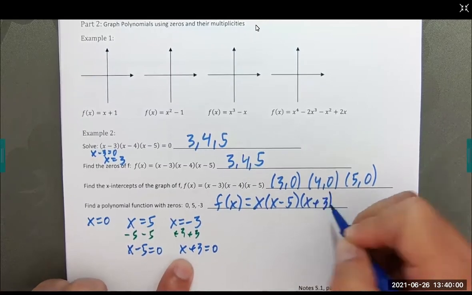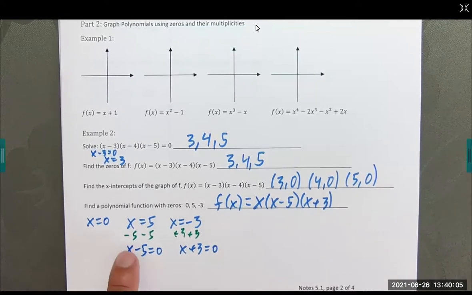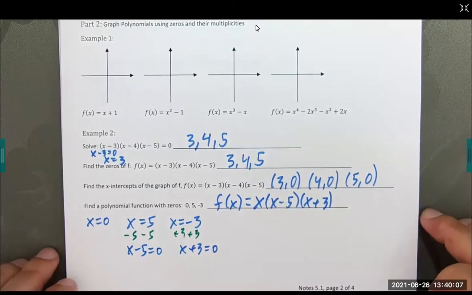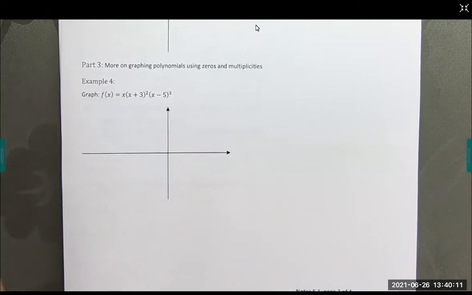Now you might notice that the signs are exactly opposite. That always happens because we have to add it to the other side to get it. So there you have that. Keep that handy there. Let's talk multiplicity.